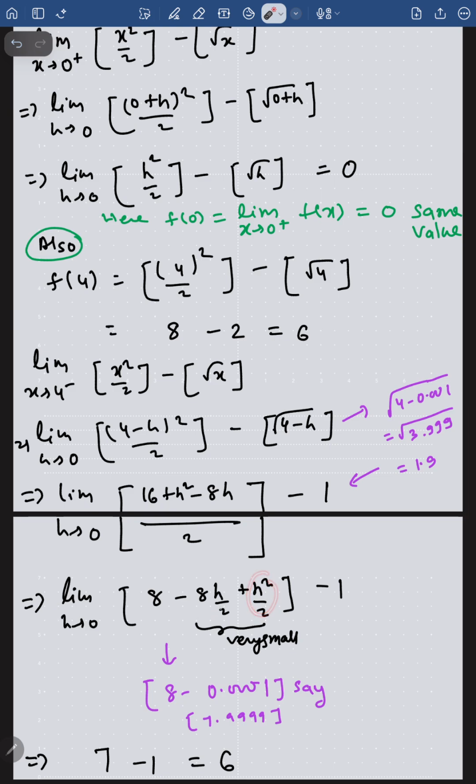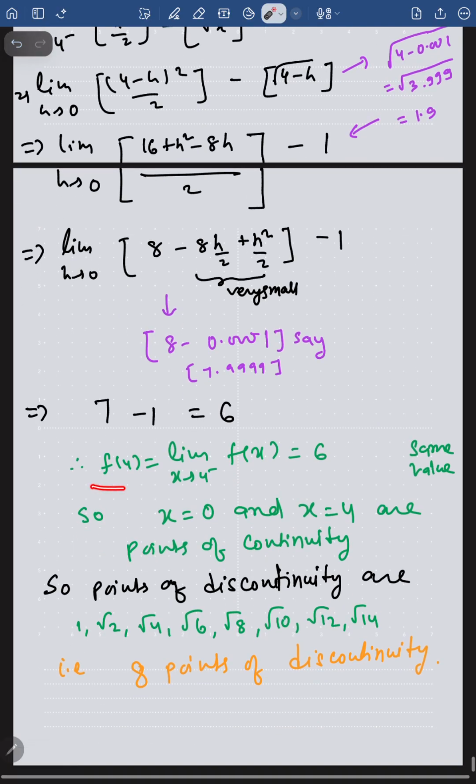This is very small, you can neglect it. This is also very small, because suppose 0.001, 4 times 0.001 means 0.004. So we are subtracting a very small number from 8, so we get nearly 7.99, which greatest integer value will give you 7. So 7 minus 1 is 6. So we can say that f(4) and the limiting value as x tends to 4 minus are the same. So x equal to 0 and x equal to 4 are points of continuity.